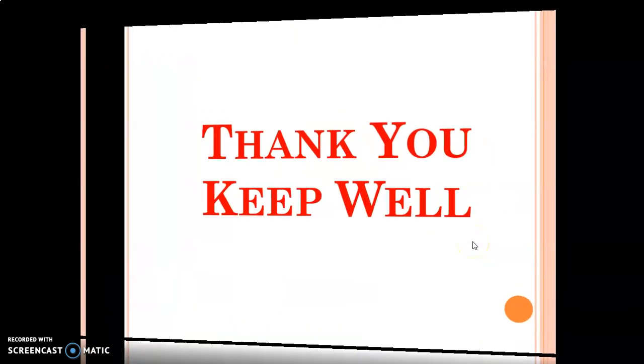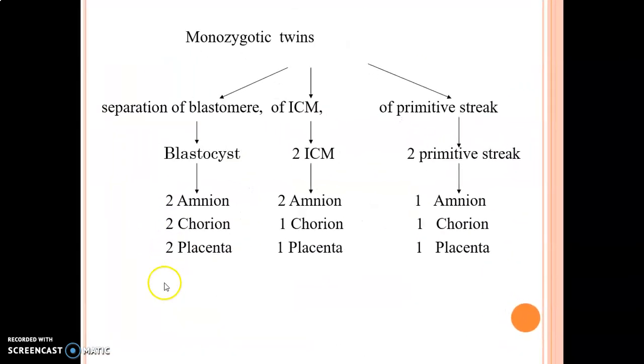So I hope that is clear, because if the separation of the embryo occurs at the blastocyst stage, each of the twins will have their own amnion, chorion, and placenta. So there will be two. If there is separation at the inner cell mass stage, remember the blastocyst will develop spaces which will gather fluid and separate the cells. So you have inner cell mass and the blastocele. If you separate at that stage, you'll get two amniotic cavities, but these two twins will be sharing the chorion and the placenta.